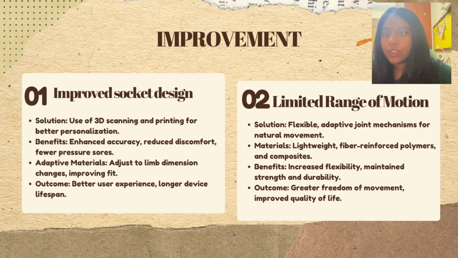Number 2. Limited range of motion. Solution: flexible adaptive joint mechanisms for natural movement. Materials: lightweight fiber reinforced polymers and composites. Benefits: increased flexibility, maintained strength and durability. Outcome: greater freedom of movement, improved quality of life.